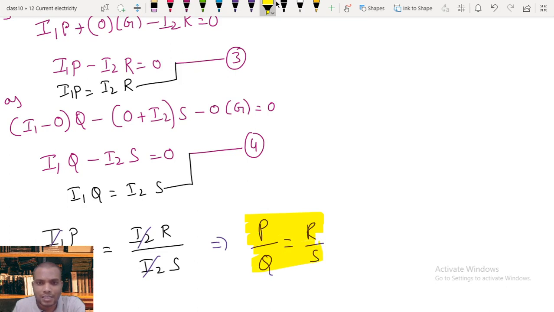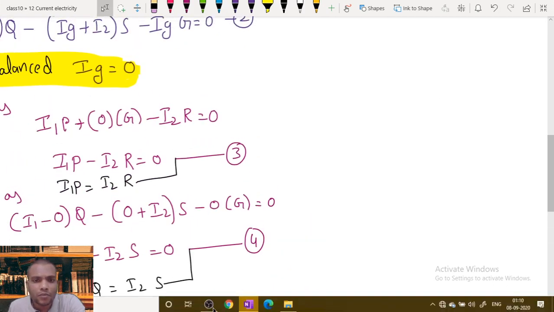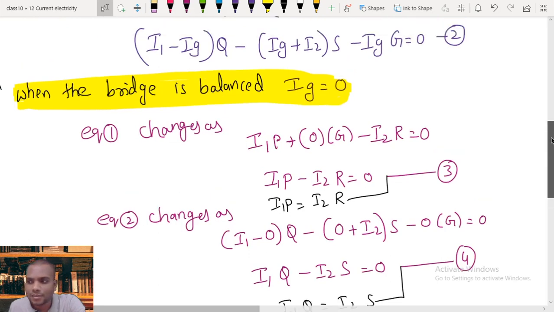So this is the state of balanced condition. P by Q equal to R by S. So this proves the condition for the balanced Wheatstone's bridge. This condition only reaches when the galvanometer shows no deflection in the circuit, that is, in the balanced state.